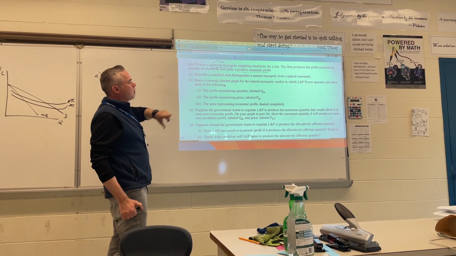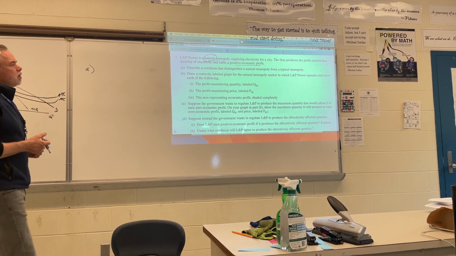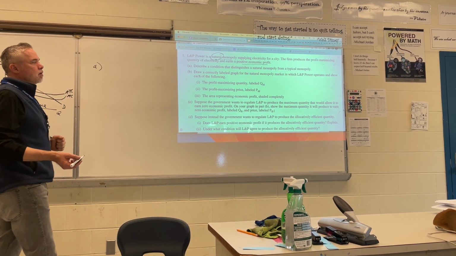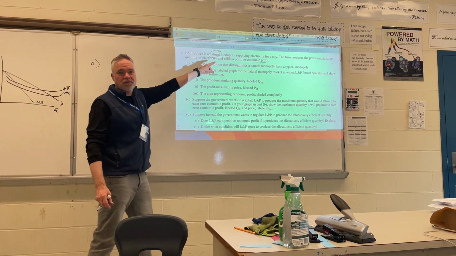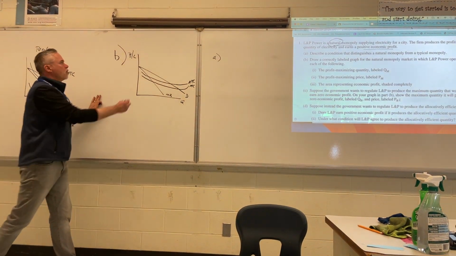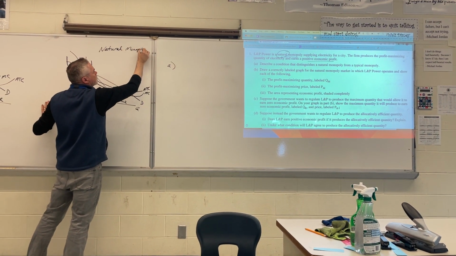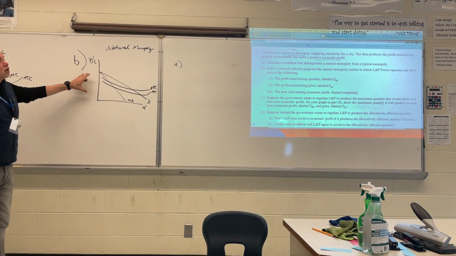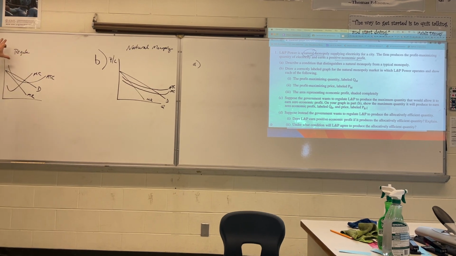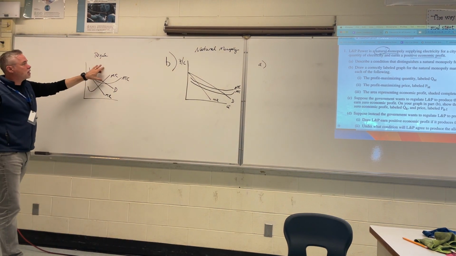So B, we're going to draw a correctly labeled graph for the natural monopoly in which L&P Power operates and show each of the following: the profit maximizing quantity, price, and shade in profit. And it tells us it's positive economic profit here. So this is a natural monopoly graph right here. One thing to do when you get a chance is compare a natural monopoly graph with a regular monopoly graph, which I drew over here as well. You don't need this for the question, but there are differences between the two.